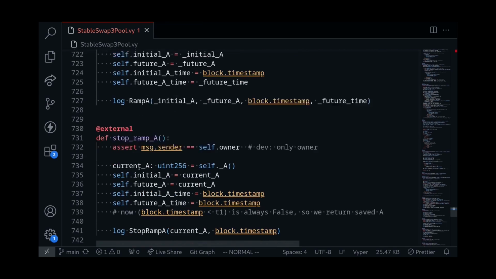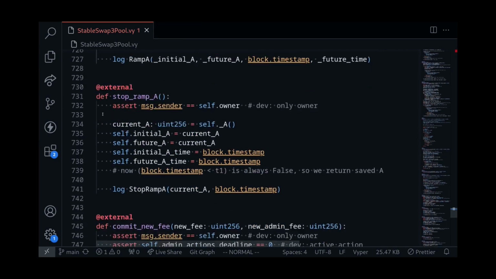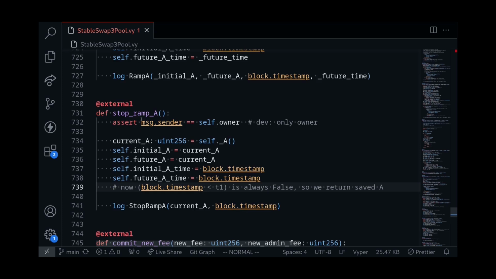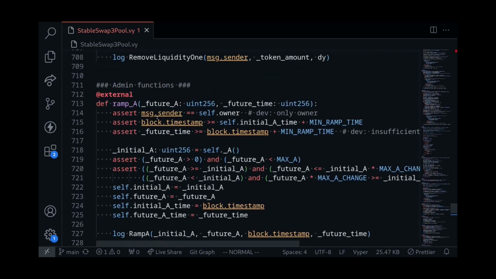Next, let's take a look at the function stop ramp A. And again, only the owner of this contract can call this function. When this function is called, it gets the current A by calling self._A. This is the function that we took a look at earlier. And then it sets initial A and future A to the current A, and sets the timestamps. Thus, the functions stop ramp A and ramp A are functions that the admin calls to set the A parameter.